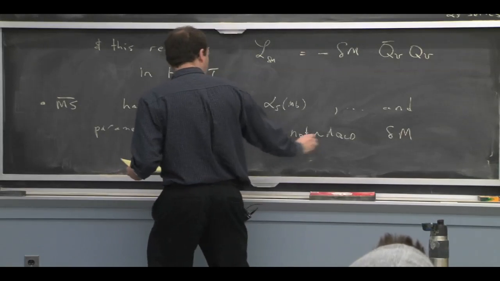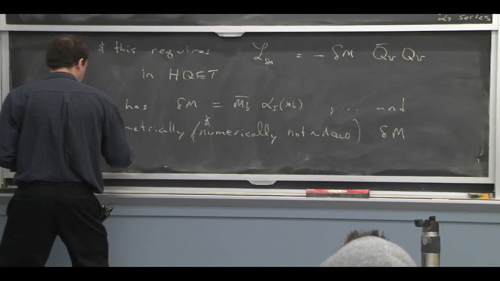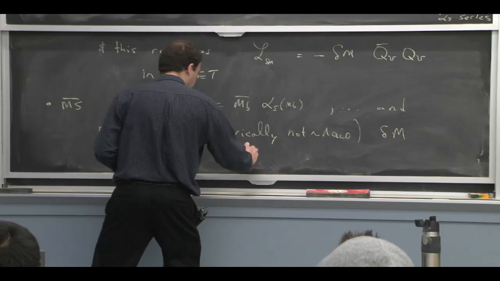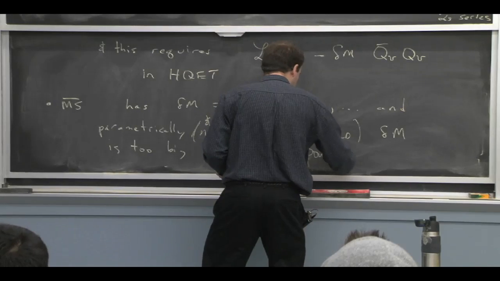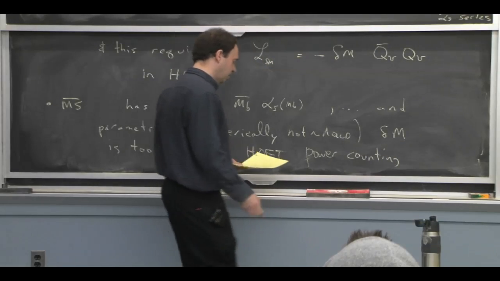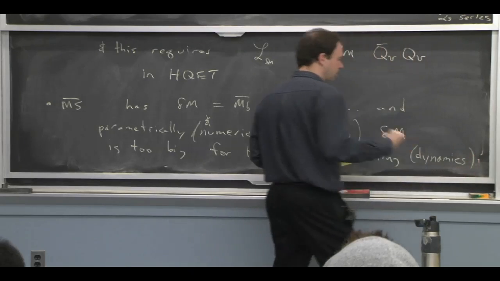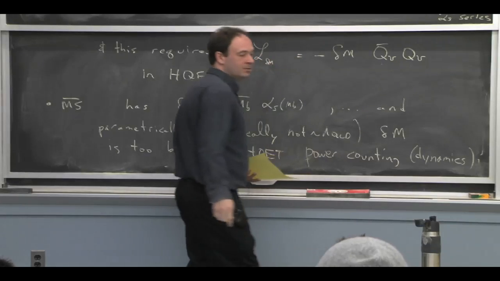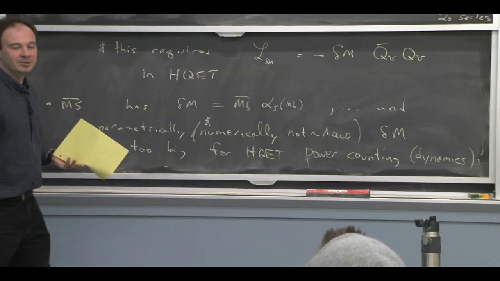So parametrically and numerically, delta M is just too big for HQET power counting in this MS bar scheme. You'd include an operator that effectively is, on average, larger and more important than your kinetic term. Because the v dot D operator, v dot D is counting like Lambda QCD, and it had v dot D with 2 Q's. Now you have something delta M with 2 Q's, and if it's on average larger, then you're messed up.